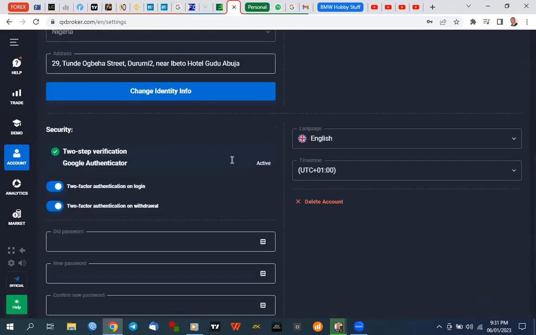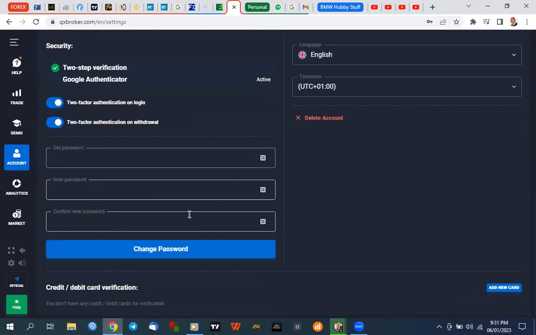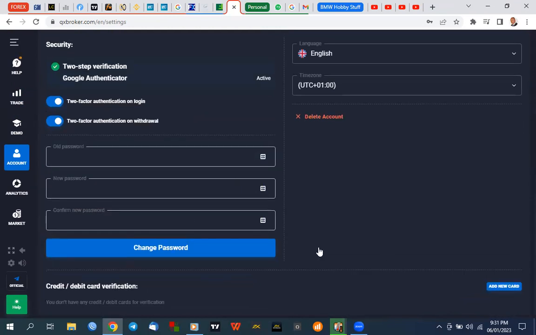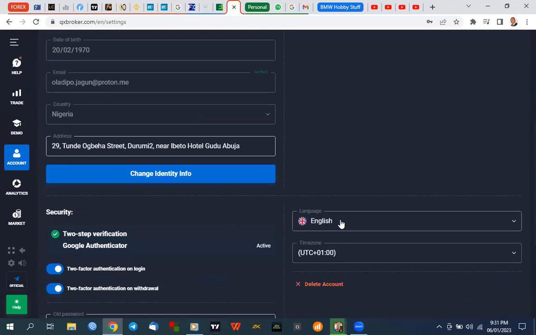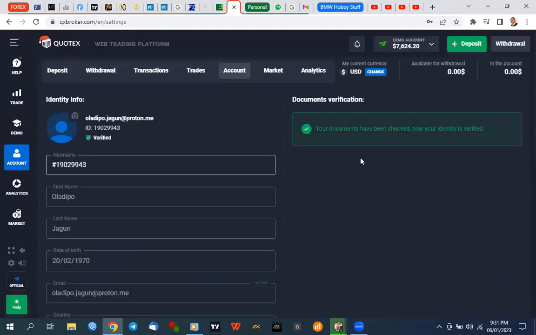Two-factor verification is active. Here is where you change your password. The credit card is right there. This is your time zone. This is language.